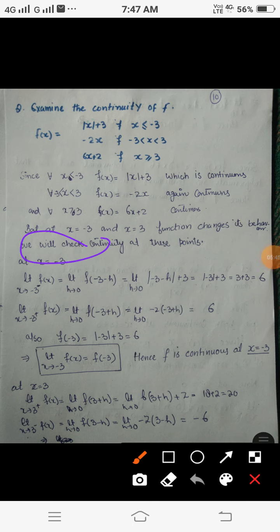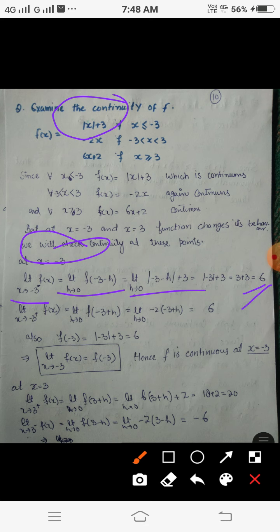Now at x equals to -3. The left limit is denoted by limit x tends to -3 minus, which is simply limit h tends to 0 of -3 minus h. Now -3 minus h is the point which is less than -3. So for all the points which are less than -3, f of x is defined by mod x plus 3, that is limit h tends to 0 mod of -3 minus h plus 3, which is simply mod of -3 plus 3, which is 6.